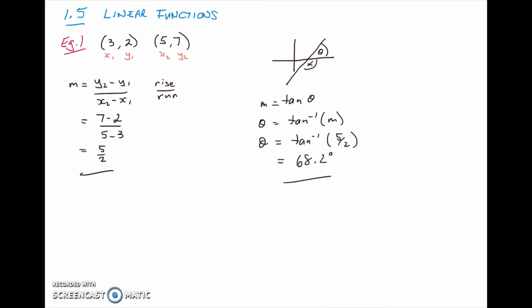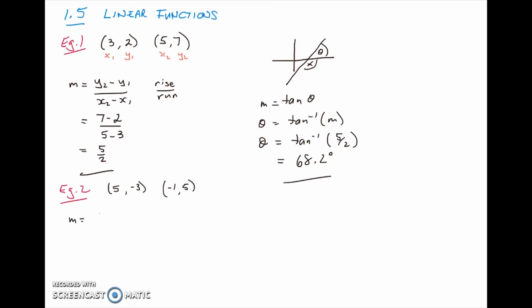The second example here is similar, finding the gradient of the line passing through points 5, -3 and -1, 5, and determining the angle that the line makes with the positive direction of the x-axis. Same type of question, just different points. So let's have a look at those.